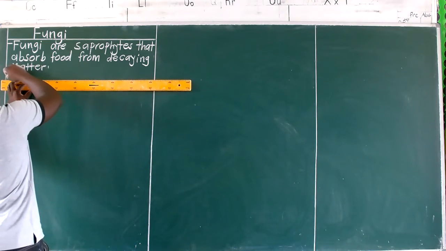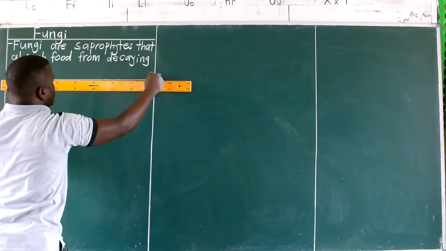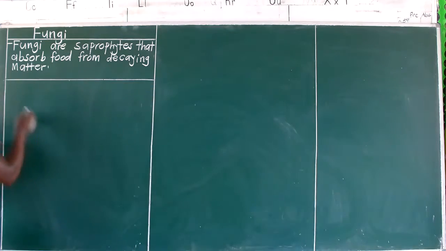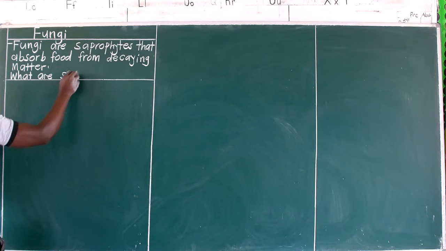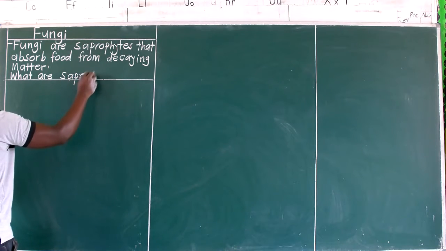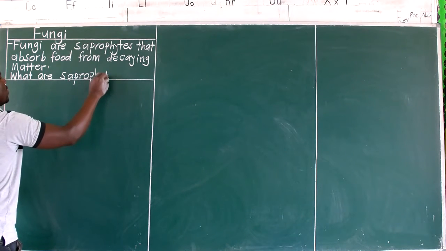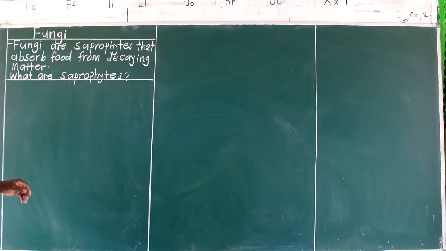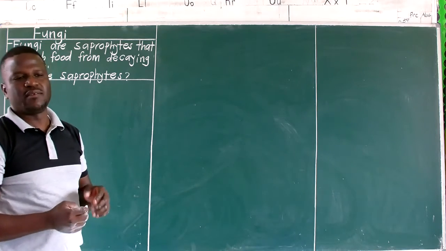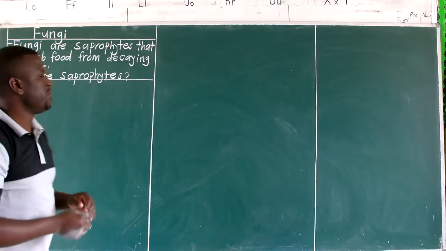What are saprophytes? Now, we said fungi are saprophytes that absorb food from decaying matter. Now, what are saprophytes? Saprophytes are living organisms that absorb food from decaying matter.